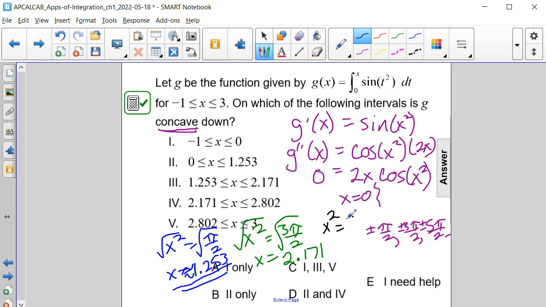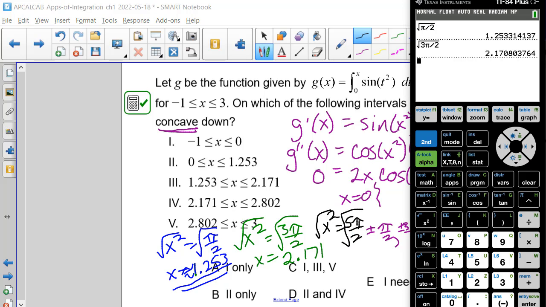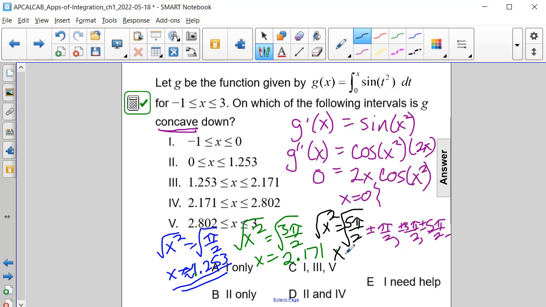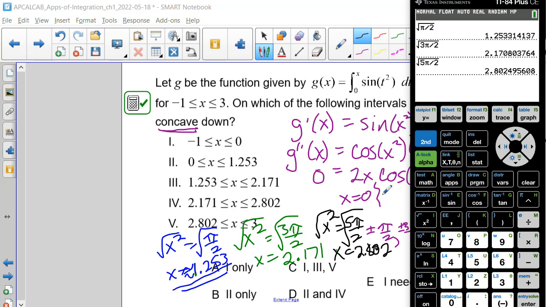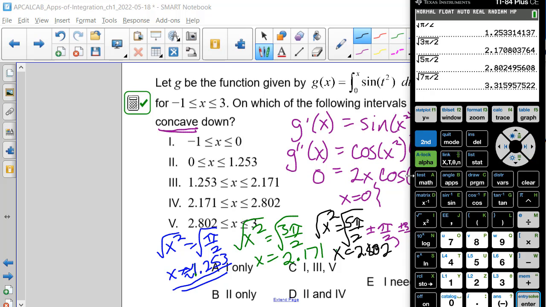Okay, let's also check out x squared being equal to 5 pi over 2 and square rooting that to see if that falls within our domain. Let's evaluate it. Okay, that does still fall within. So we have that x is about 2 and 802 thousandths. And if we did 7 pi over 2, just to see where it falls, that one's definitely out of our domain, so we don't have to worry about that one.